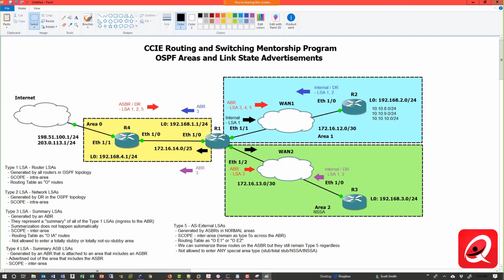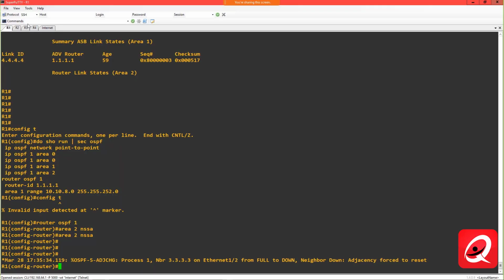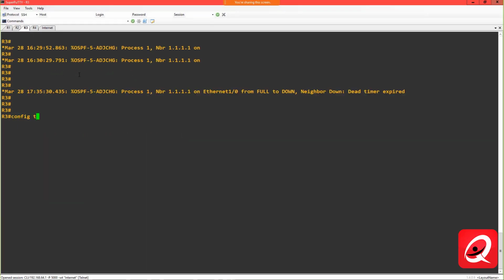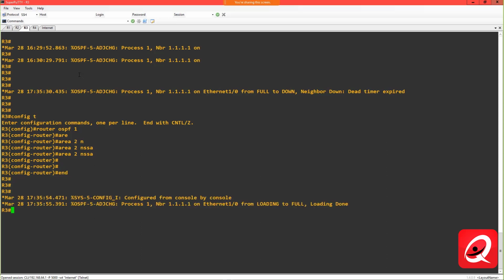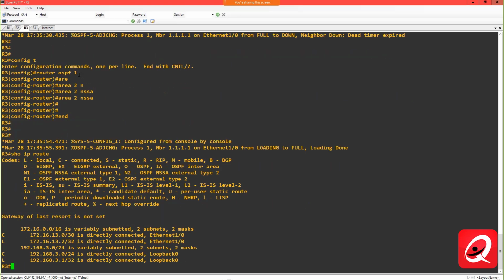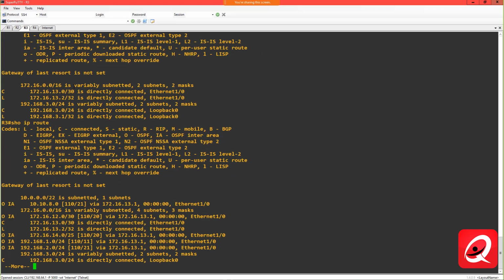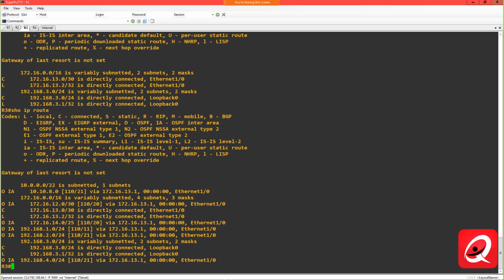So let me go into router 3 and router OSPF 1 and area 2 NSSA. All right, so now I should get my adjacency back, and I've essentially configured this area as a special area type. If I do a show IP route, you will notice that I've lost my external routes and I only have my type 3s coming in.